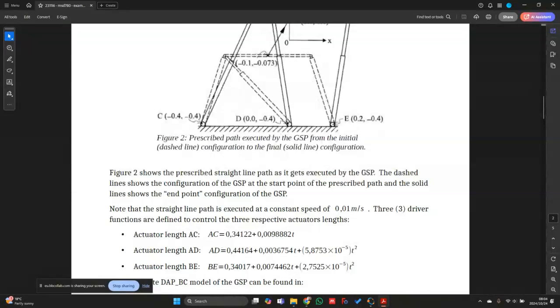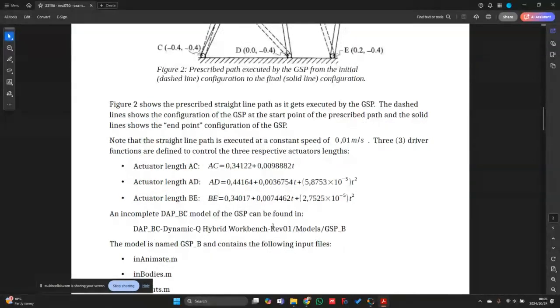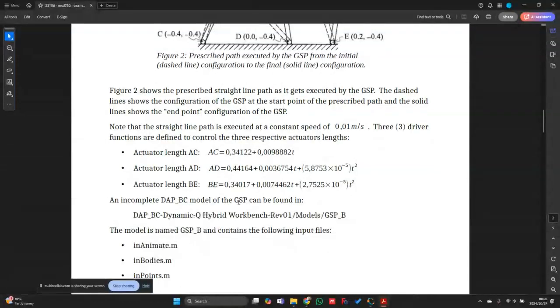Then we are also provided with 3 driver constraint functions, and they are defined to control the 3 respective actuator lengths. So we have actuator length AC, which is a linear driver function with respect to time, and then we also have actuator lengths AD and BE, which are then quadratic functions with respect to time. And we're going to look at how we can utilize these functions using the different function types within DAP-BC as well. Then they also say that an incomplete DAP-BC model of the GSP can be found, and this is then made part of this DAP-BC dynamic Q hybrid workbench.